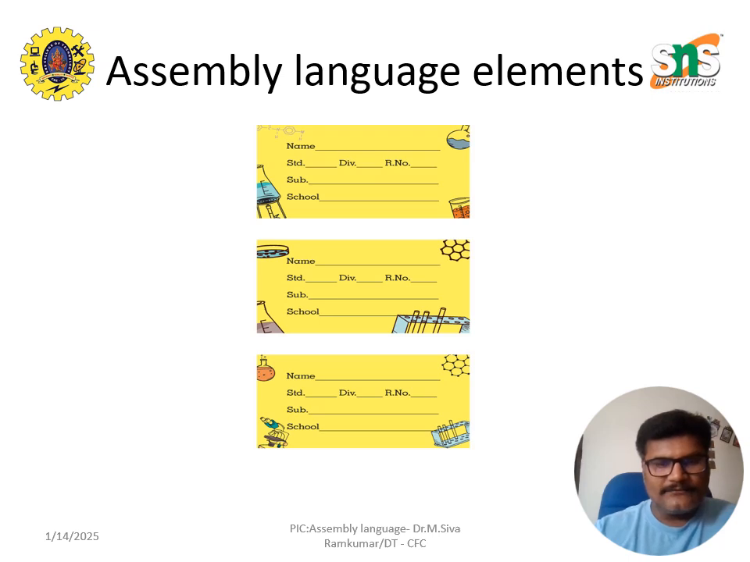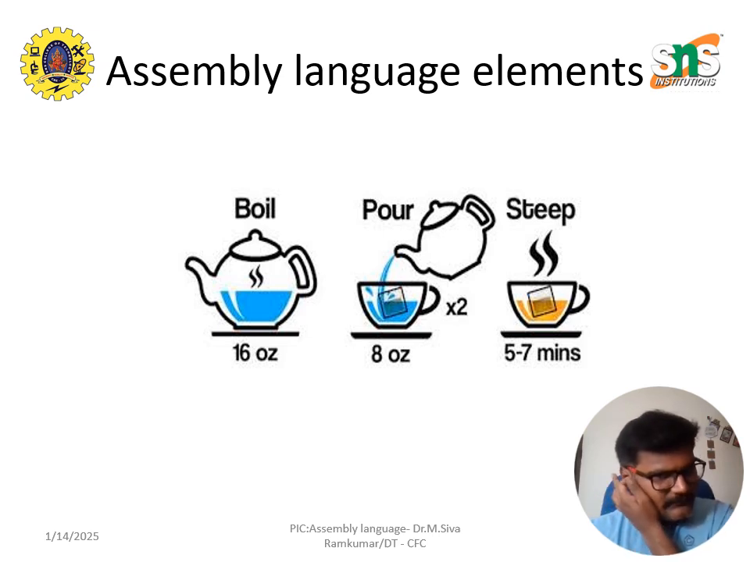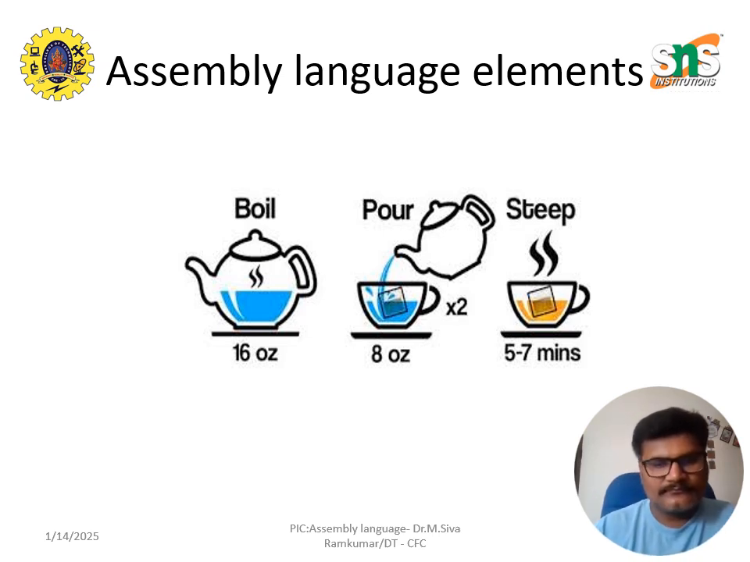And next we have assembly language elements. With this picture, can you guess what it is? It's a label, right? And the second one, what is this? There are some instructions in the picture, right? So this is a hint for the second element of the assembly level language. It is instruction.